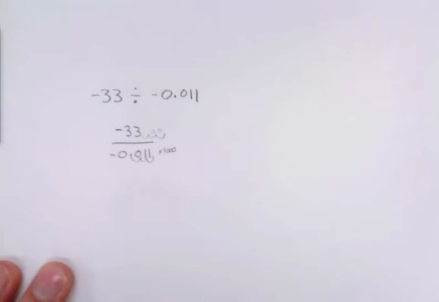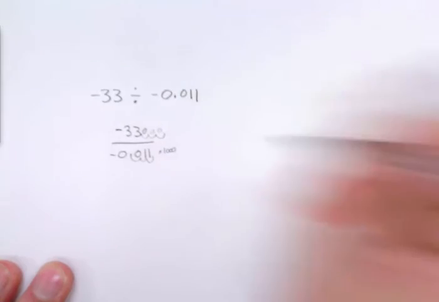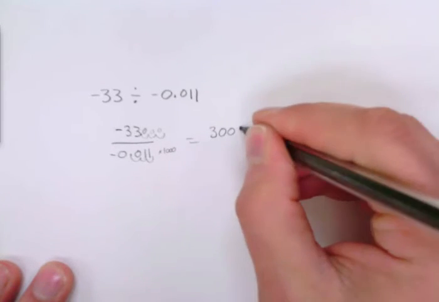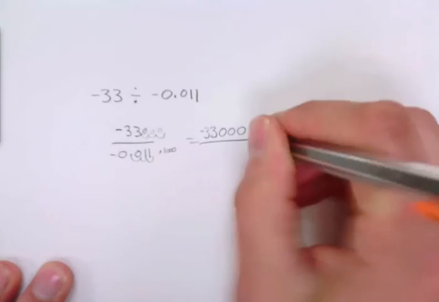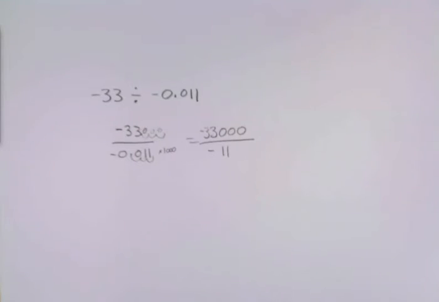So I'm moving the decimal over 3 times, or times in this case by 1,000. And here I'm moving the decimal over once, twice, 3 times. And there's imaginary zeros there, right? There's an imaginary decimal, and we move into those zeros. So I'm going to end up getting negative 33,000 all over negative 11. Okay?